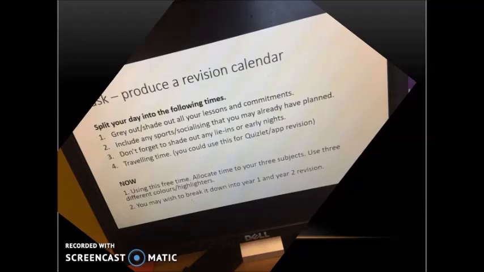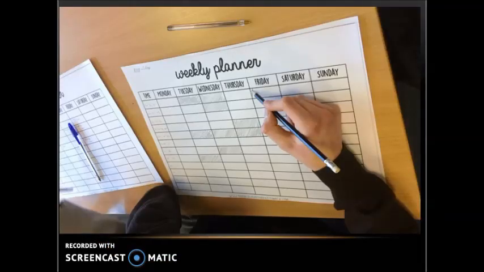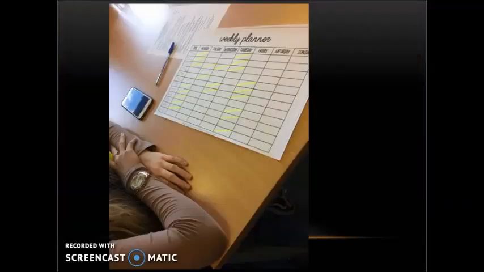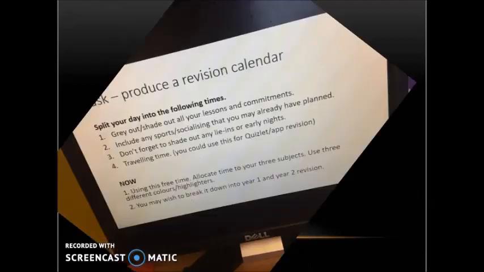So here are the instructions of what I asked my tutor group to do. You split your day into the following times and start off by greying out and shading out all your lessons and commitments. So as you can see, they're greying it out. I think this student was having a rest at this point. And then include any sports, socialising that you may have already planned, shade out any lie-ins, early nights, your travelling time or whatever.